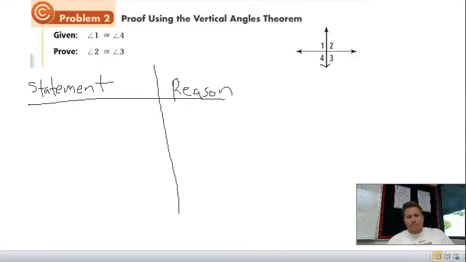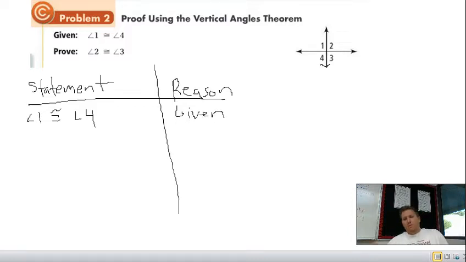Okay, and then our first one, the easiest one that we should always get, is the given. So what did it give us? It told us first that angle 1 was congruent with angle 4. And our reason, easy, it was given.